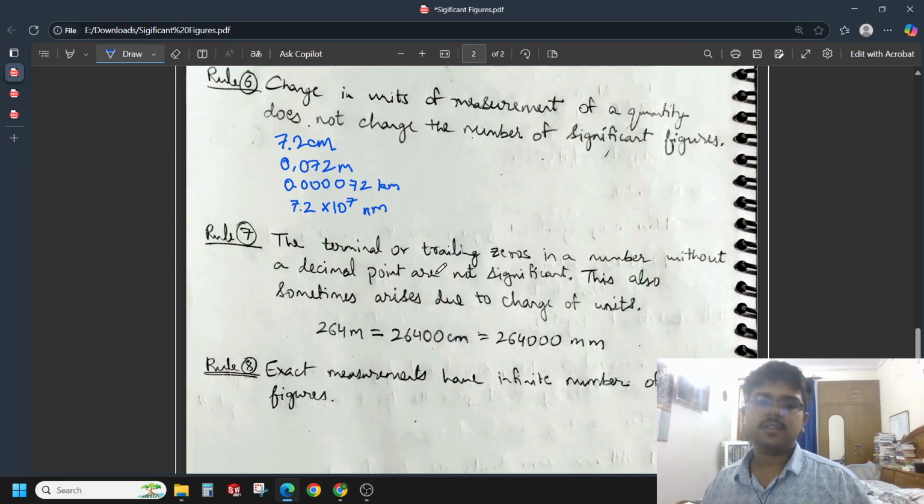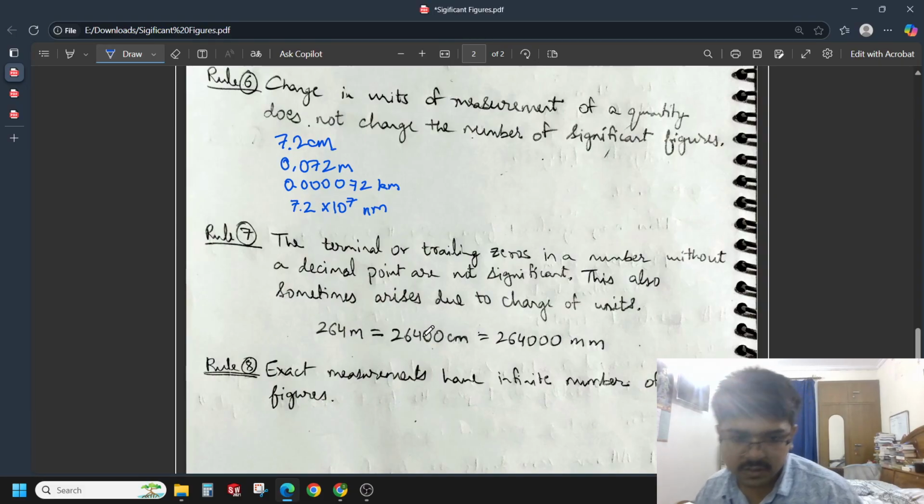Rule 7 states that terminal or trailing zeros in a number without a decimal point are not significant. This also sometimes arises due to change of units. Suppose we have 264 meters. In centimeters it is 26400, but because it doesn't have a decimal point, the trailing zeros are not significant, so it has three significant figures. In mm it would be 264000, and these zeros are not significant, so we have just 264 as significant figures.